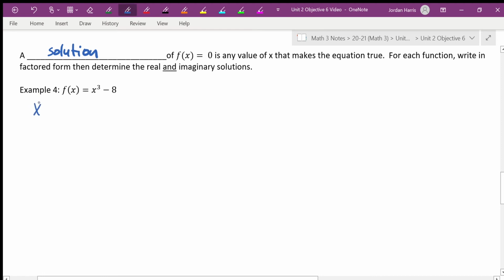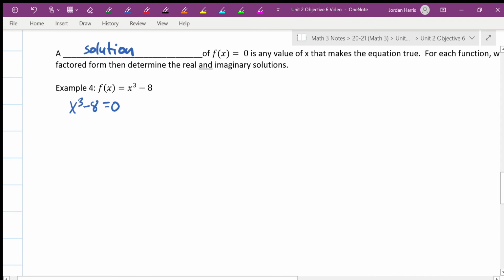Okay, so first of all, remember, it must equal 0. So we take f of x, set it equal to 0. Then we need to factor. So x relates to x cubed, 2 relates to 8. So I get x, a, b, a squared, a times b, b squared. Same, opposite, always positive. That is our factored form.